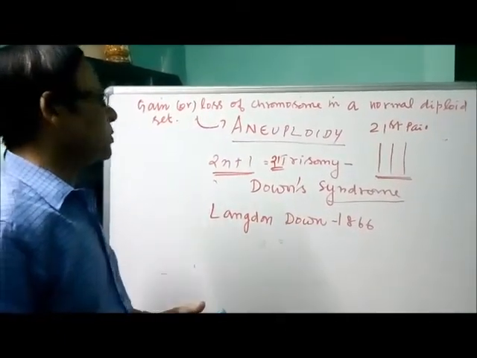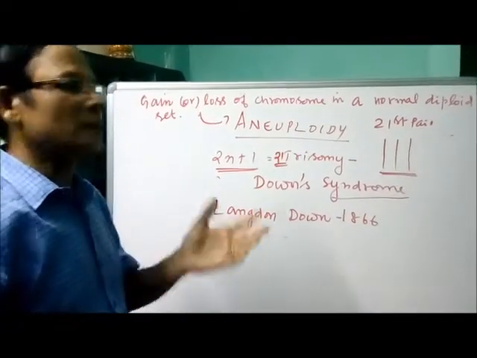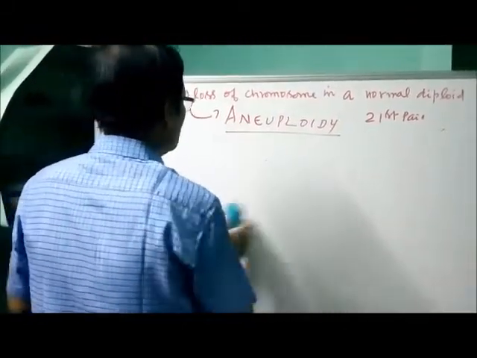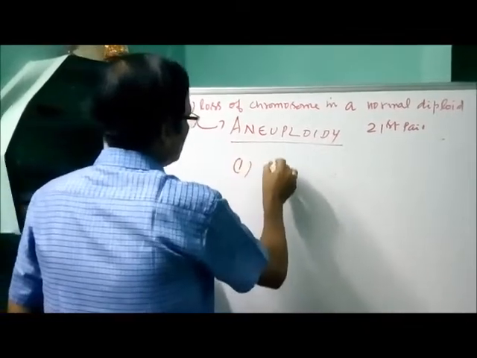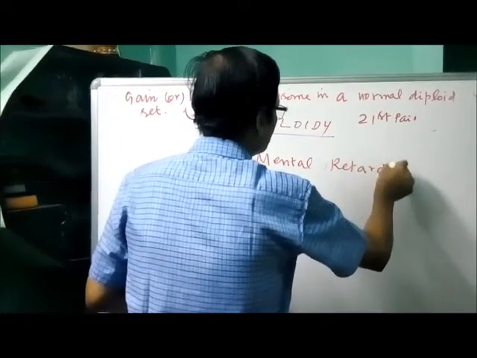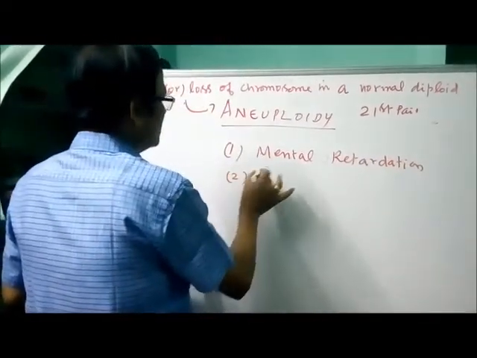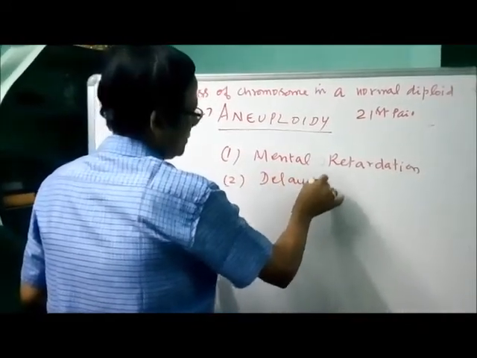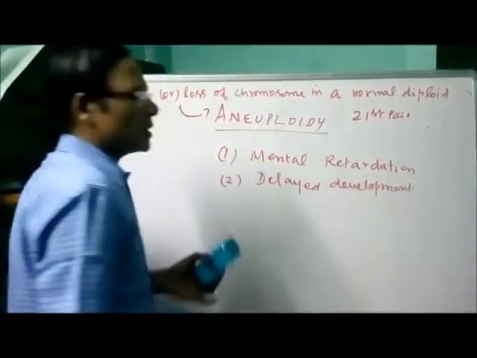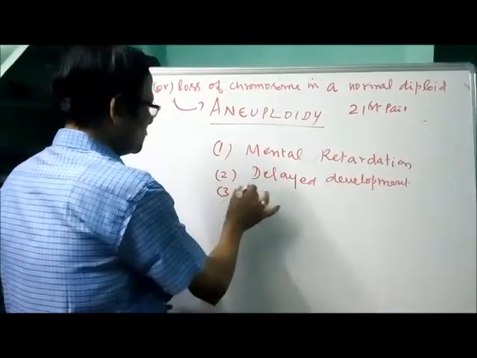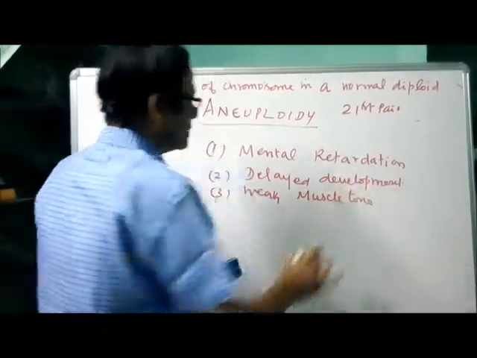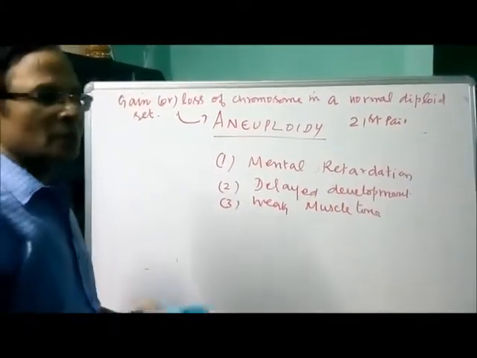Now what are the symptoms? In all genetic disorders we have mental retardation. The symptoms of Down syndrome are: number 1, mental retardation. Number 2, delayed development. Then weak muscle tone. Muscle tone means nothing but muscle contraction.